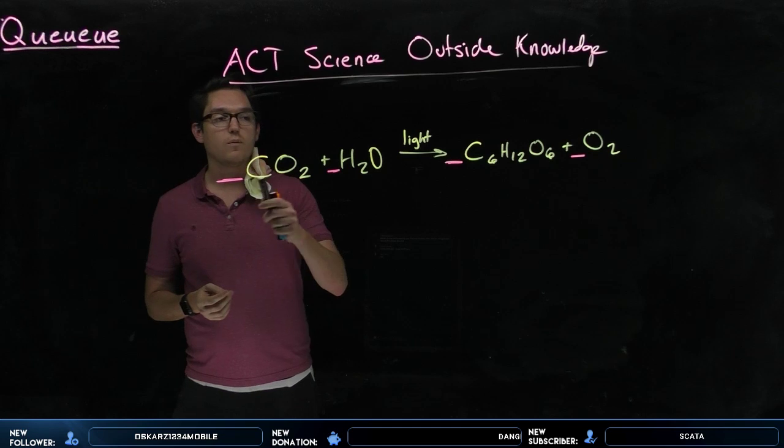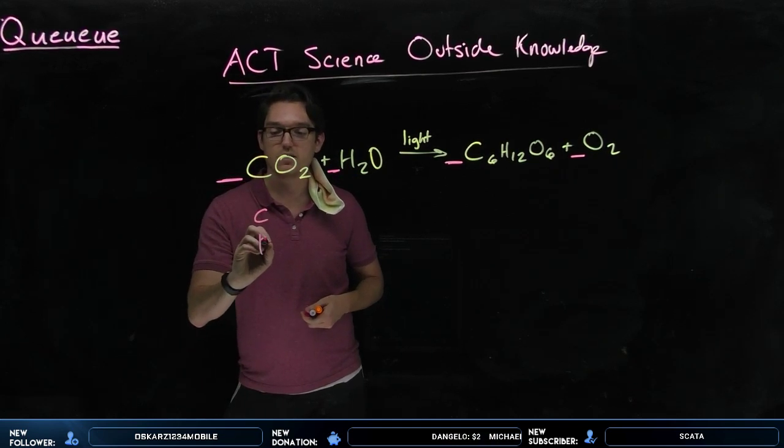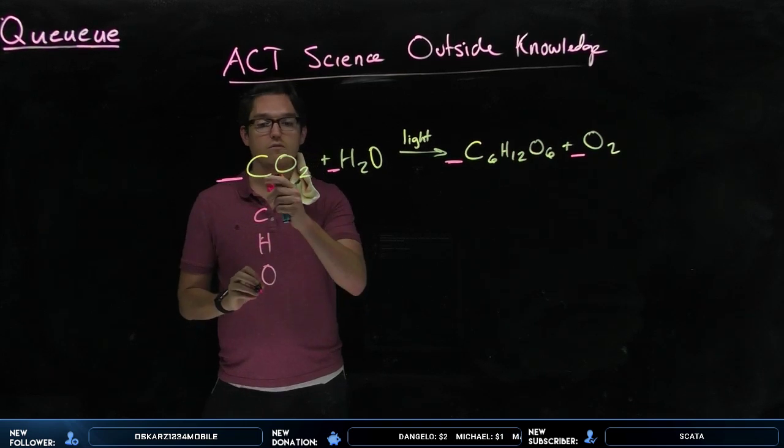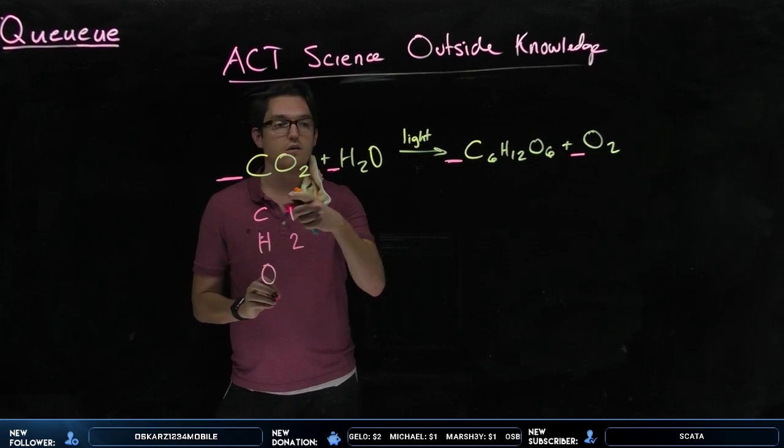So we have carbon, hydrogen, and oxygen on both sides, and let's just quickly count up how many we have of each right now. So we have one carbon atom, we have two hydrogen atoms, and we have three oxygen atoms.